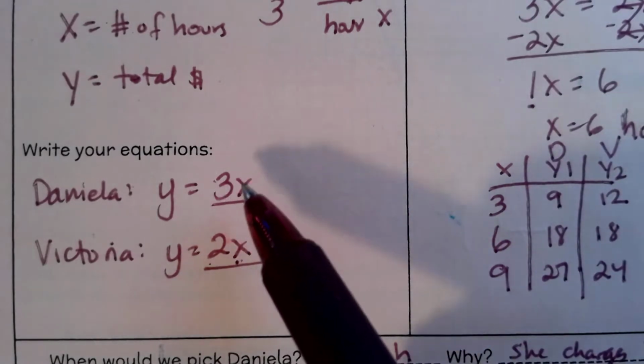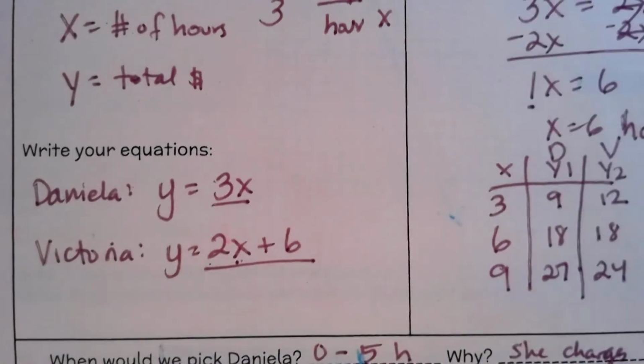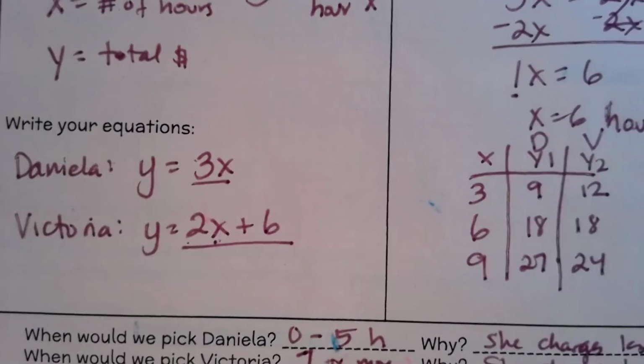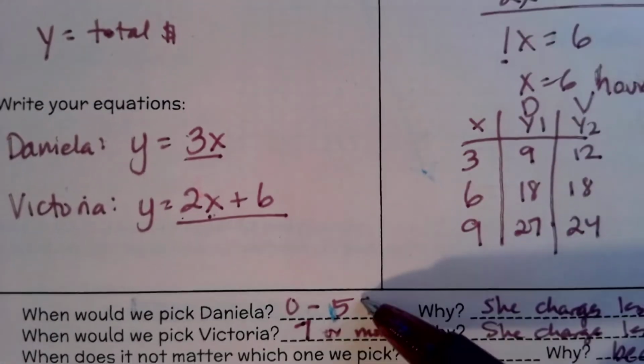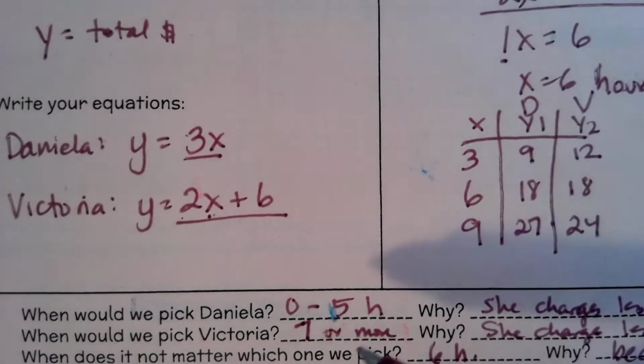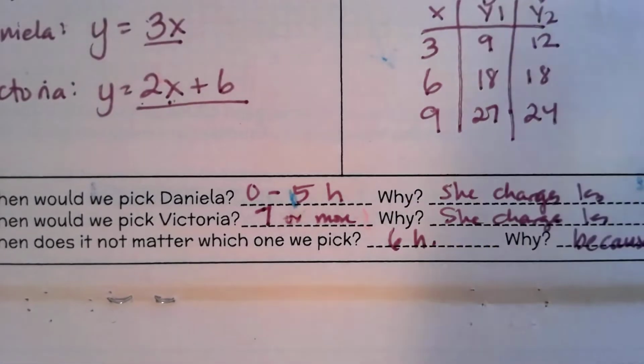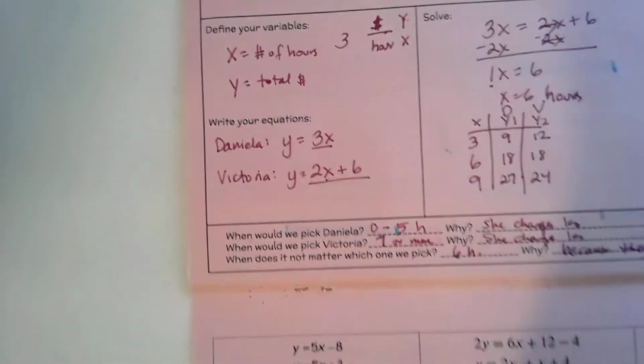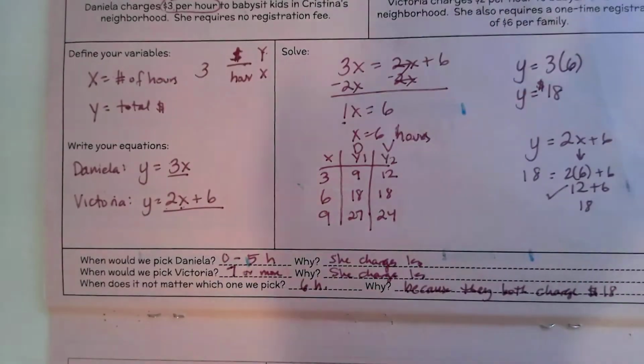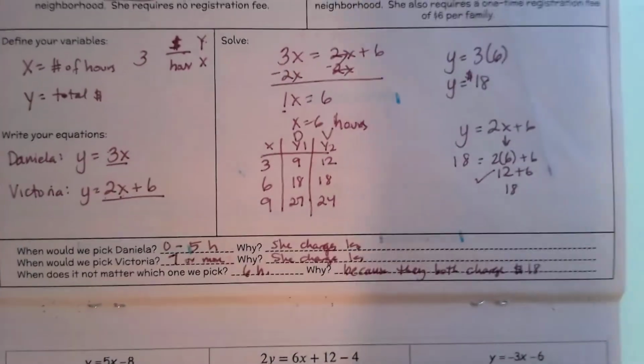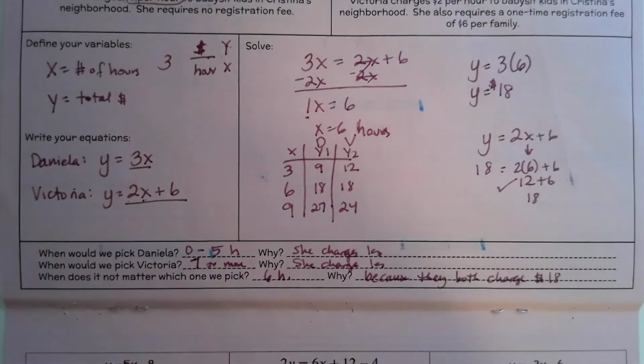So she's going to look cheaper at first. So when would you want to use her? Maybe you're just going out to the movies and you want somebody to come stay for a couple of hours, watch your kids, and you go have a nice movie moment. Then you might want to hire Daniela because she charges less for 0 to 5 hours.